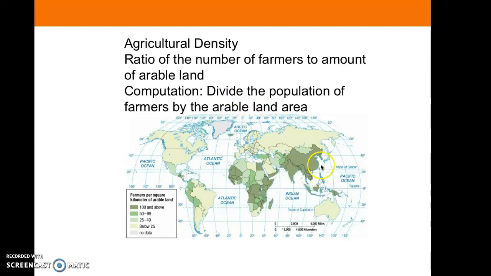So in countries that we consider the developing world, the less developed countries, they will have a higher agricultural density than most of the highly developed countries, or more developed countries. Like the US, we probably raise more food than some of these countries, but we do it with way fewer farmers.